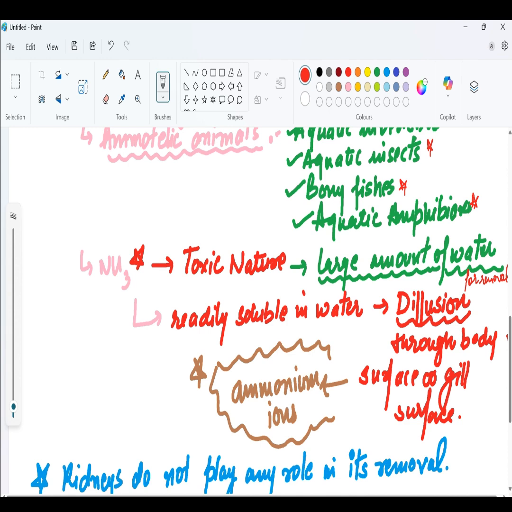All right, so the next thing we have to understand is how it is eliminated. It is eliminated in the form of ions. This is very important. I don't think many students understand how this ammonia is eliminated from the body. It is eliminated in the form of ammonium ions.